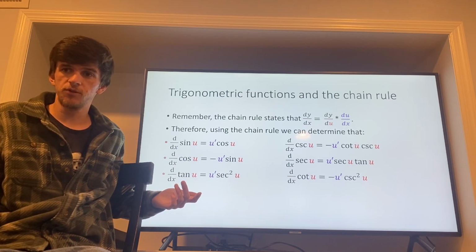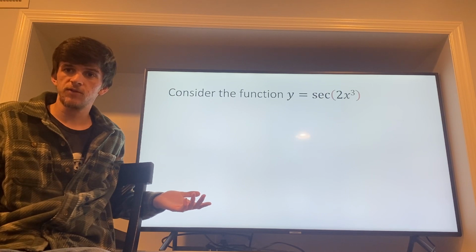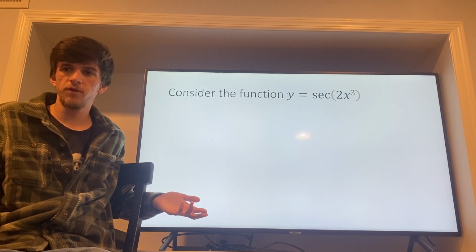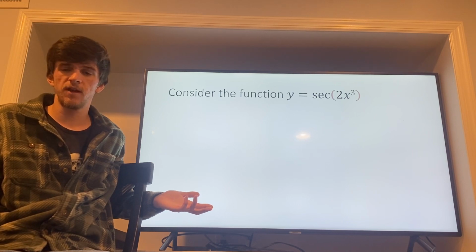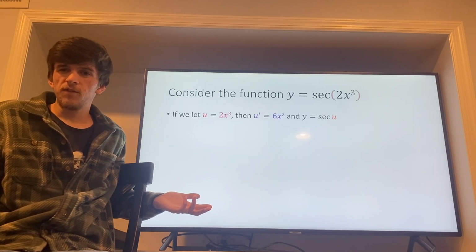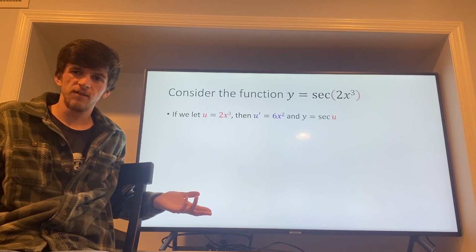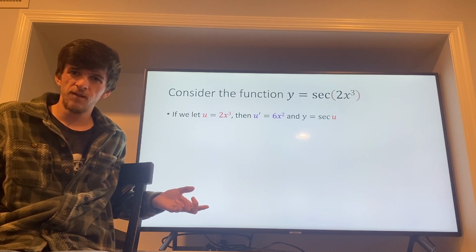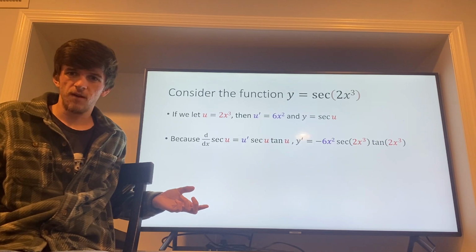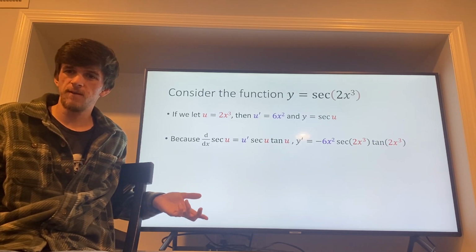So let's consider this function. y equals the secant of 2x cubed. First thing we're going to do is let u equal 2x cubed. Then we'll find that u prime is 6x squared, and y is going to be equal to secant of u. With this information, we know that the derivative with respect to x of the secant of u is going to be u prime times the secant of u times the tangent of u. So we get 6x squared times the secant of 2x cubed times the tangent of 2x cubed.